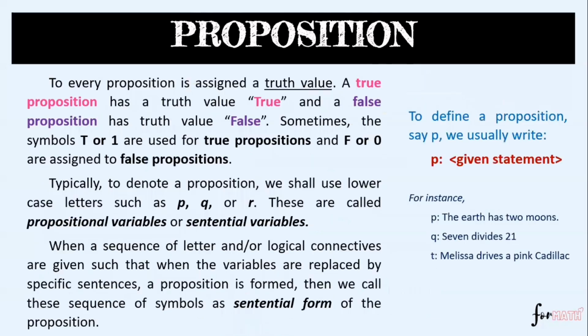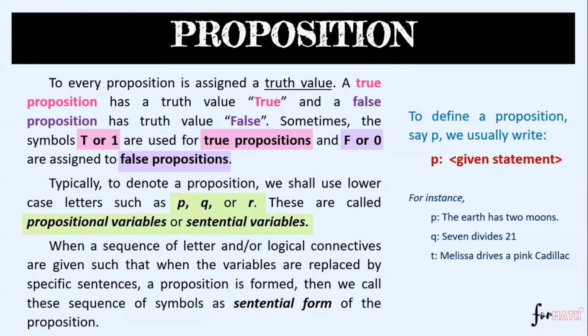Okay? To every proposition is assigned a truth value. Kumbaga, bawat proposition meron tayong tinatawag na truth value. Katulad ng example natin kanina, ang truth value nun ay false. Kasi false proposition siya. So a true proposition has a truth value true and a false proposition has a truth value false. Sometimes the symbol T or 1 are used for the true proposition and F or 0 are assigned for false proposition. Okay, usually we denote the proposition using small letters. Okay, those letters are called the propositional variables or sentential variables.